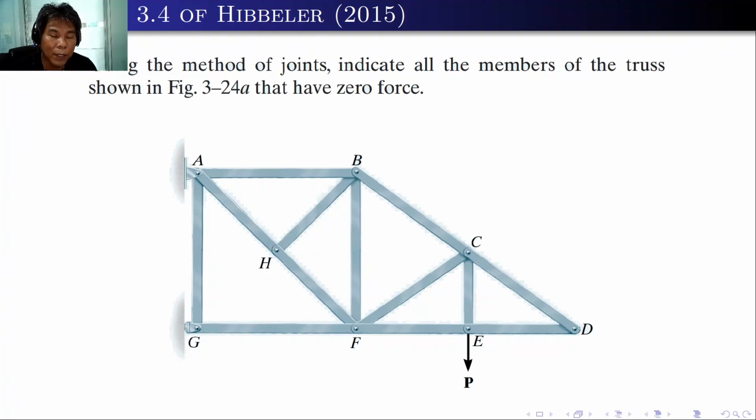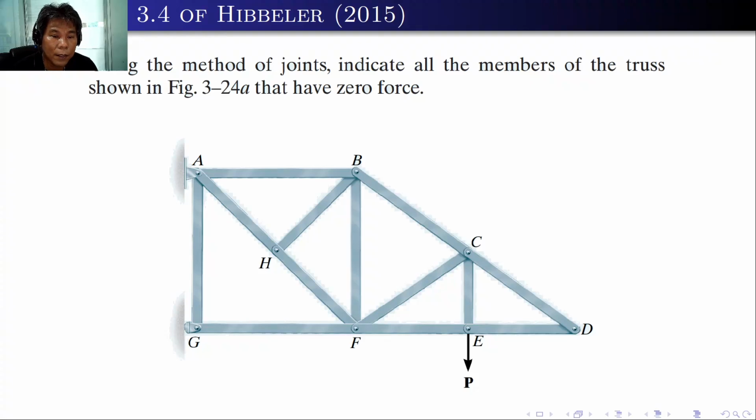Okay, I hope you have done your part. You have tried looking for the zero force members. We can start with joints with no loading. At joint D, there is no loading. So even though it has an angle theta in between DE and DC, since there is no external load, these two members should be zero. Where else? Joint G. At joint G, there are two member forces, but there is no vertical external force. So member EG should be zero.